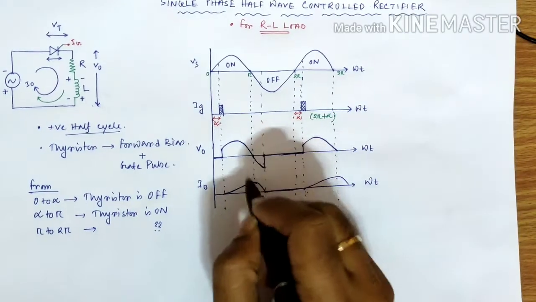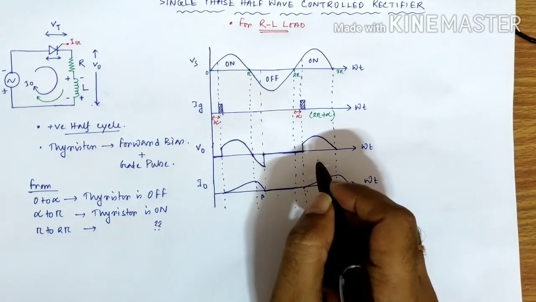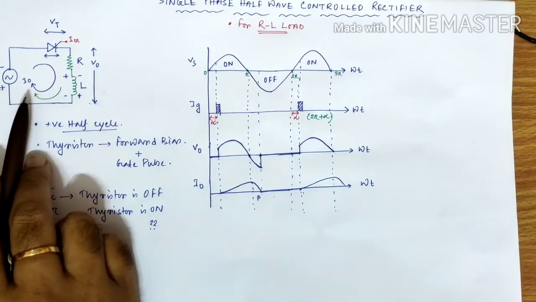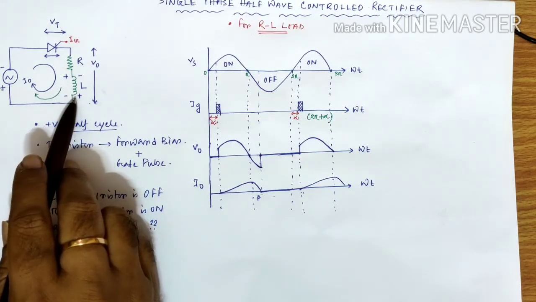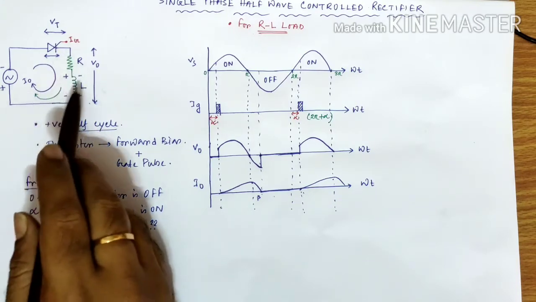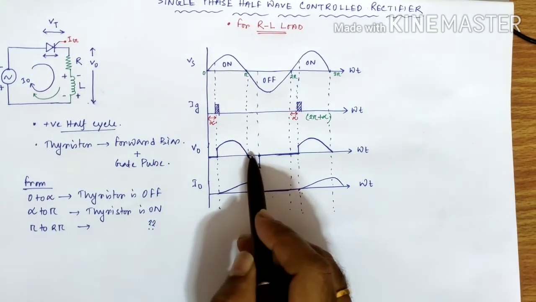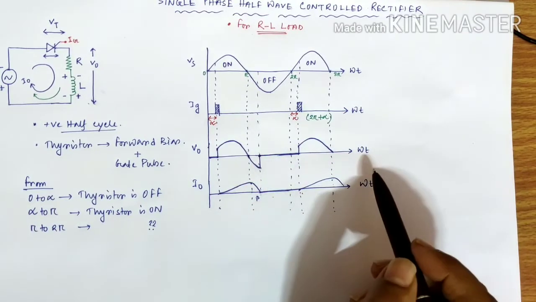So in this way, we find that two different waveforms will be available for this particular half wave controlled rectifier when we have connected an inductor in series with the resistive load. That means when we have made the load an inductive one, the waveforms of output voltage and output current change.